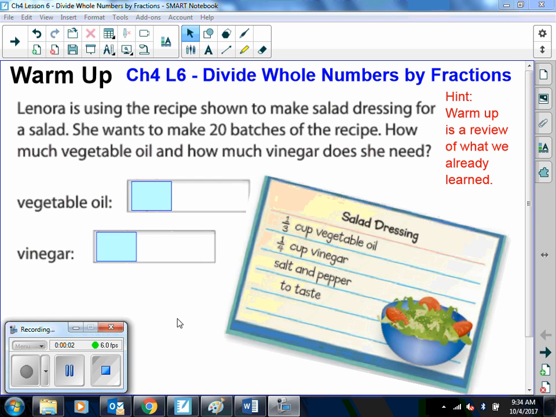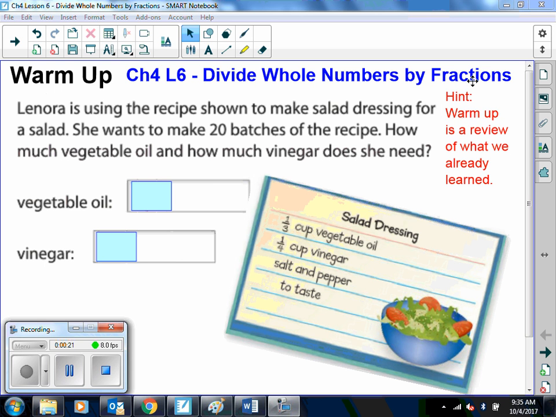All right, so Chapter 4, Lesson 6 is divide whole numbers by fractions. Here it says Lorna is using the recipe shown to make salad dressing for a salad. She wants to make 20 batches of the recipe. How much vegetable oil and how much vinegar does she need?